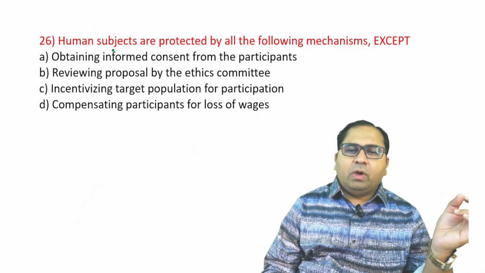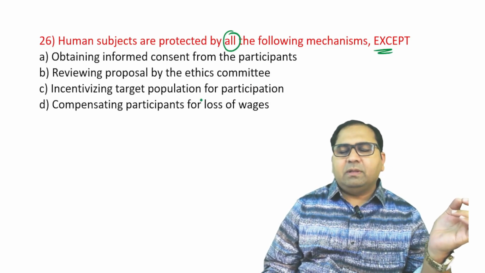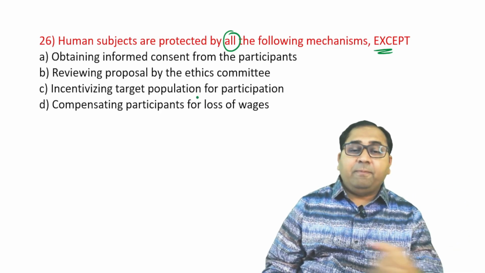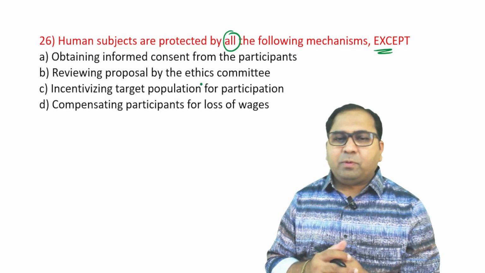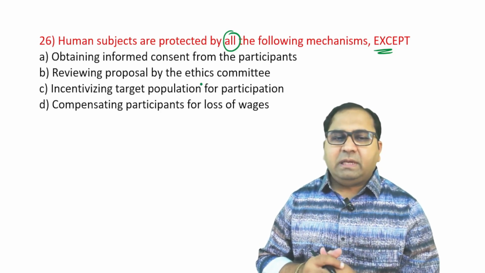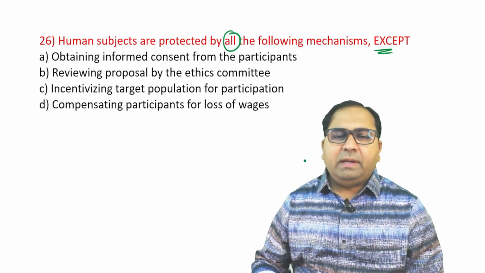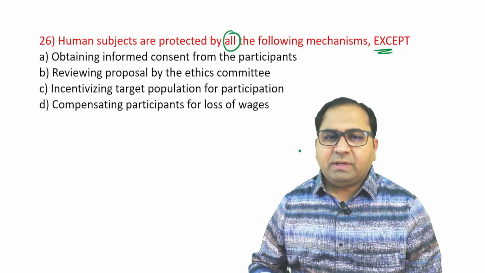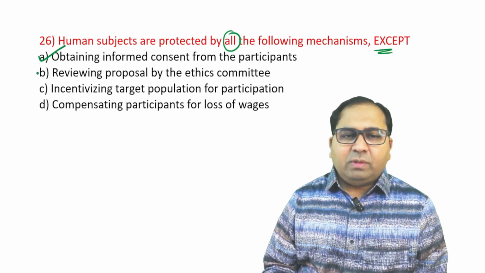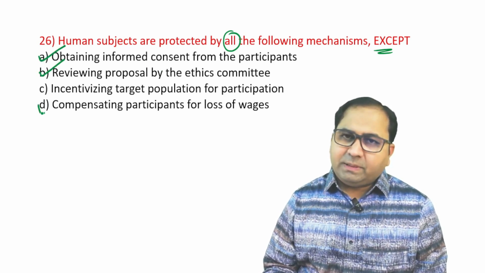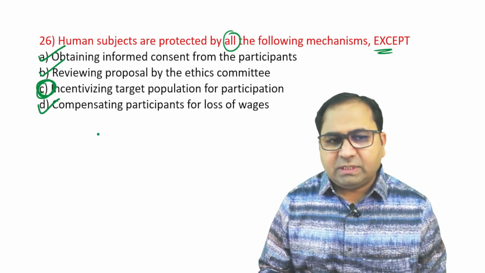Next question. Human subjects are protected by all the following mechanisms except. Options are A, obtaining informed consent from the participants, B, reviewing the proposal by the ethics committee, C is incentivizing target population for participation, or D, compensating participants for loss of wages. See, you take informed consent, you review the proposal by the ethics committee, you give compensations, but no incentives. There is nothing like incentives to be given. So this is the answer for our question.